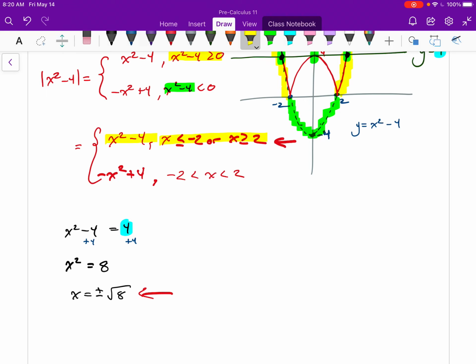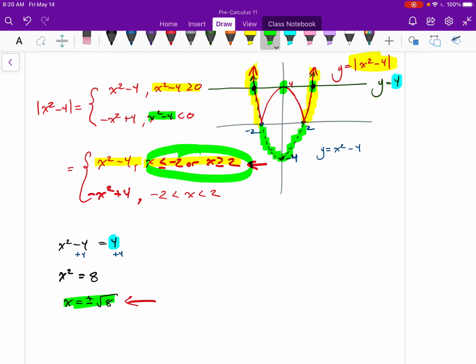I know actually the square root of 8 must be close to 3 because the square root of 9 is exactly 3. So I know that these two solutions I found here, plus or minus root 8, are part of my restriction. They fit that piece. And so now I know that those are the exact two answers for these two points up here. One is root 8, one is minus root 8.